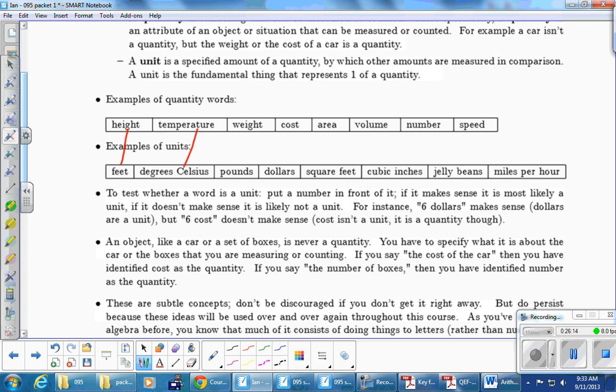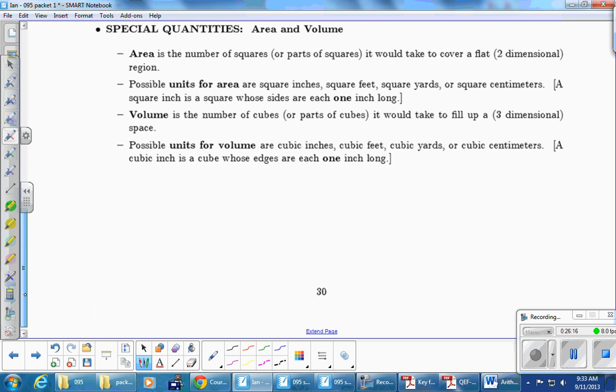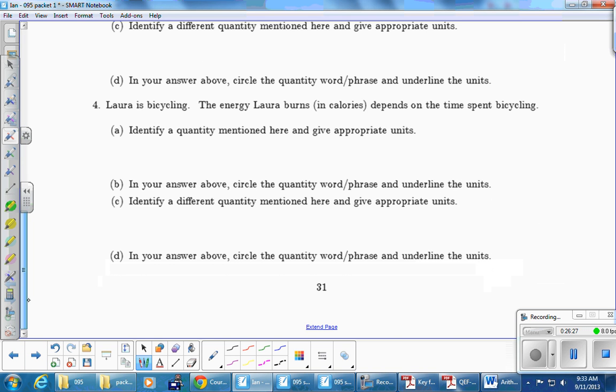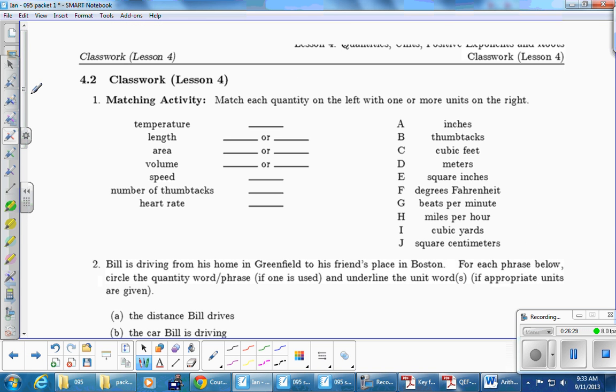Okay. All right. So you can check out this stuff for your reference later on. And for right now, you're going to jump into this classwork activity on page 31. See how far you can get. We're actually going to come back together when we start the next page, but let's see what we can do in the next 8 minutes or so. See how far you get.